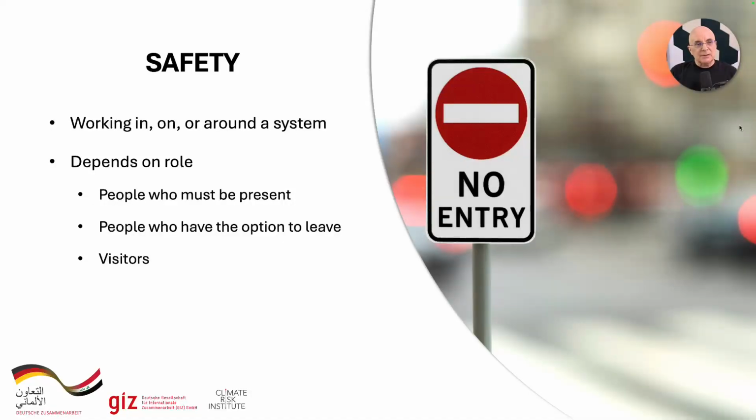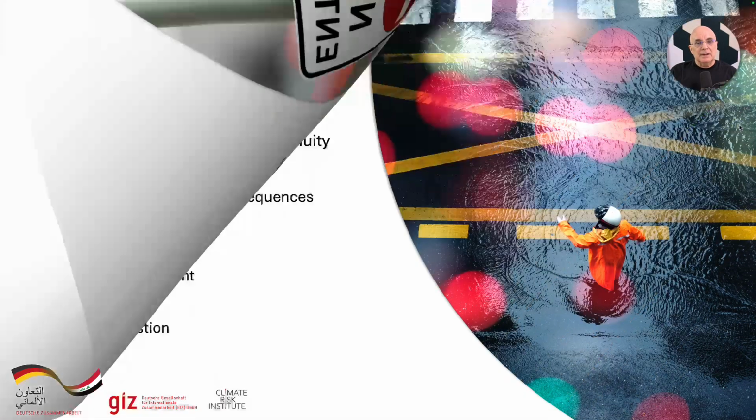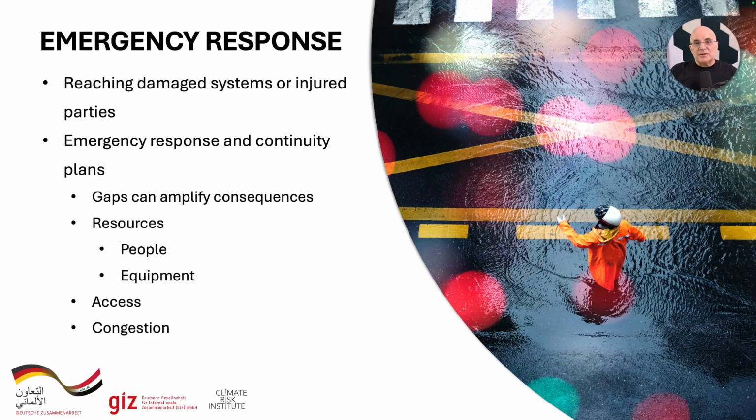Or safety concerns. Working in, on, or around the system. And it depends on the role. People who have to be there, people have the option to leave, or even visitors who may be at the site at the time of an incident. Our emergency response. Can we reach damaged systems or injured parties? Are there impacts on our emergency response and continuity planning?